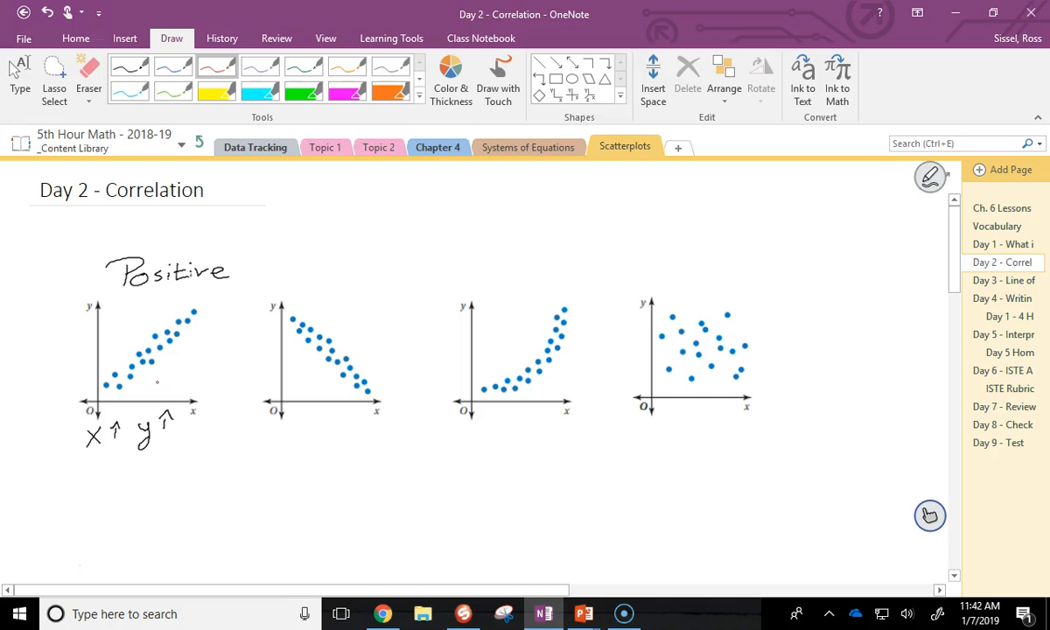So if this one's a positive correlation, X increases, Y increases, what do you think the next graph is? Negative. It's a negative correlation. When X is increasing, Y is decreasing. I'm going to skip the third one for a second. Let's go to the fourth one.